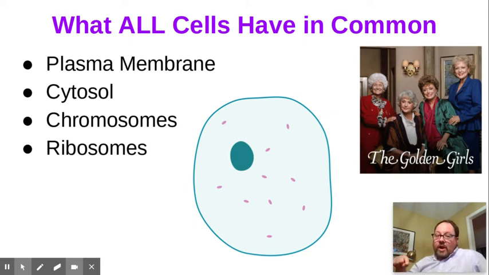And then all cells have ribosomes because ribosomes are the little factories that assemble the polypeptides that will become the proteins. So you need a membrane, you need instructions, you need machines, and you need a fluid medium through which it moves. So that is the basic feature of life for cells.